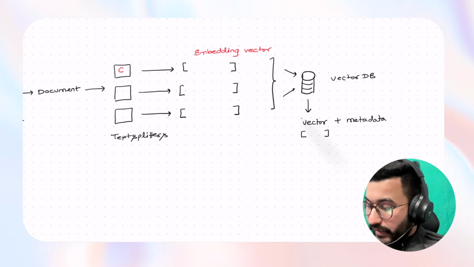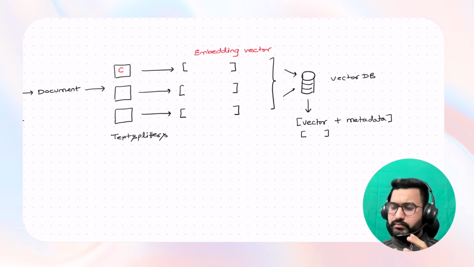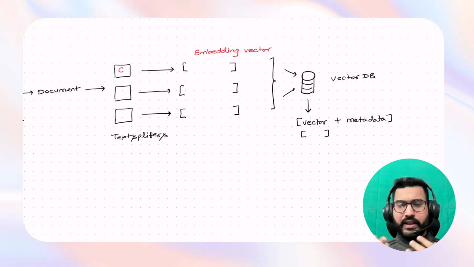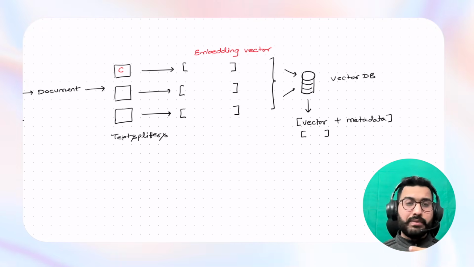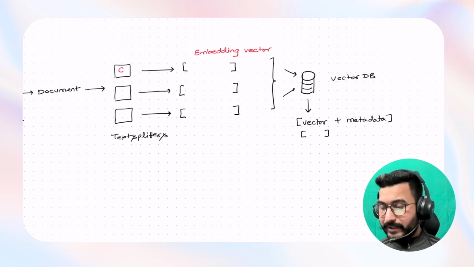So this is what gets inside your vector database. Now, there are multiple things which come with this vector database. So first of all, why do we need this vector database? We need this vector database so that we are able to reuse these vectors which we have generated.